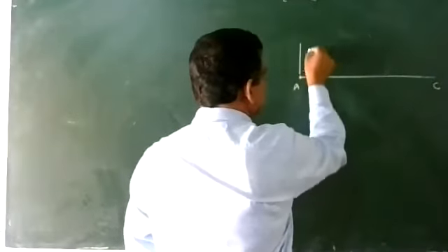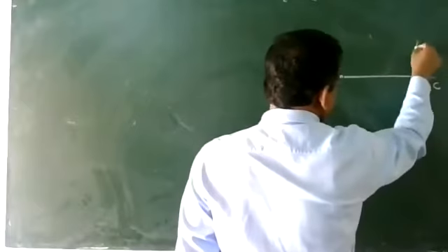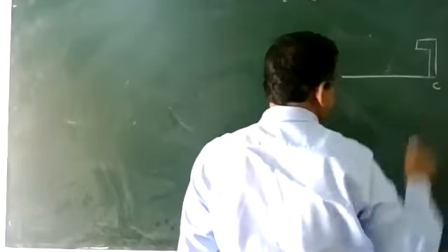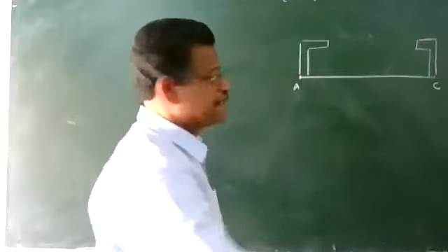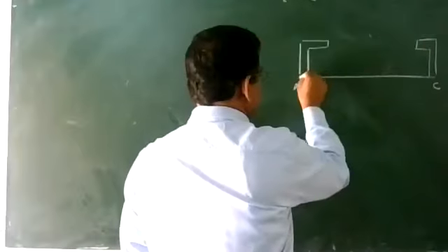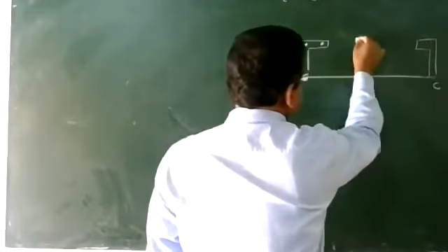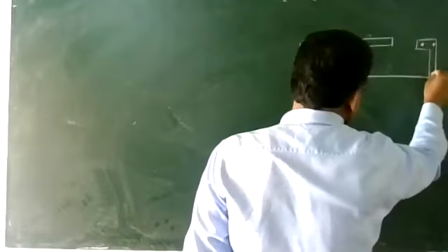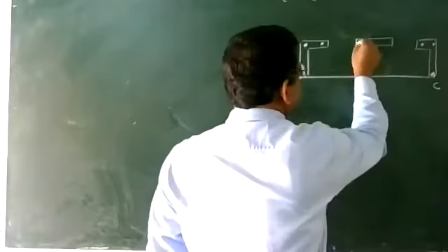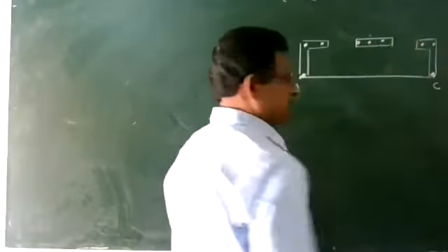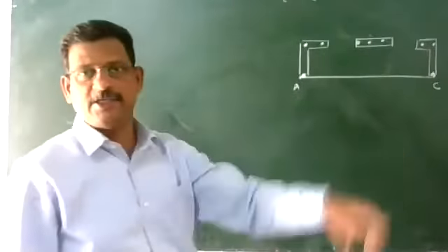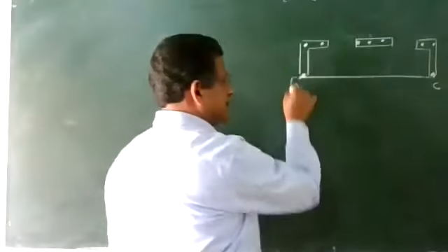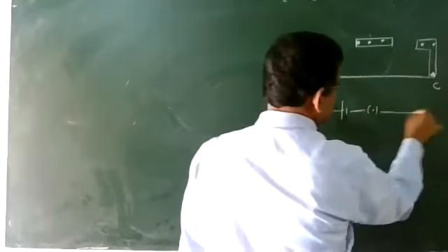And for easy connection, we use copper strips, metallic strips. They will not offer any resistance. You can connect from here, connect from here, there is no problem. Rectangular strips are connected, and one flat strip. So between A and C is the resistance wire, and between A and C the meter bridge wire is connected.